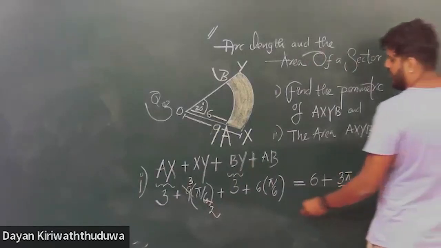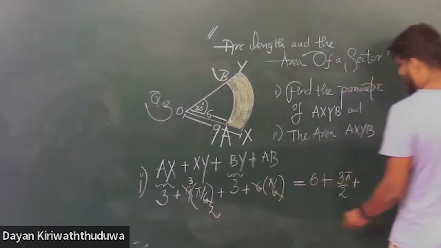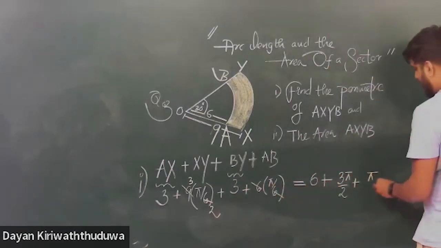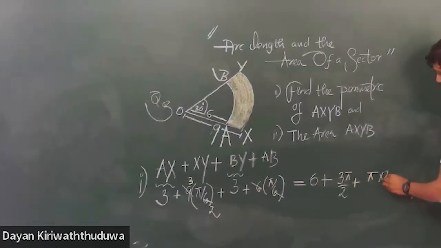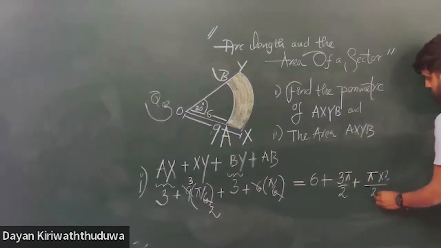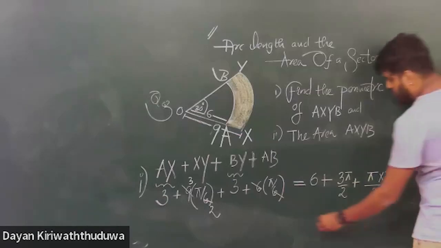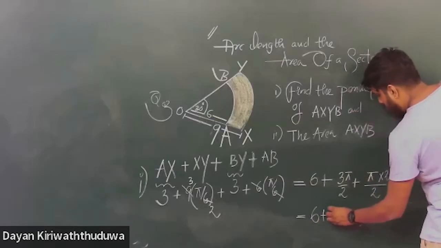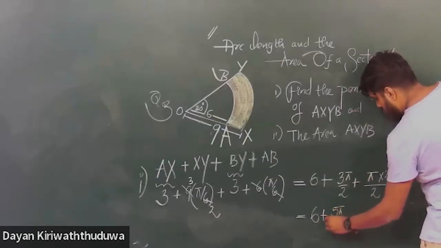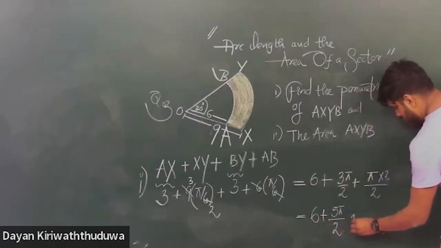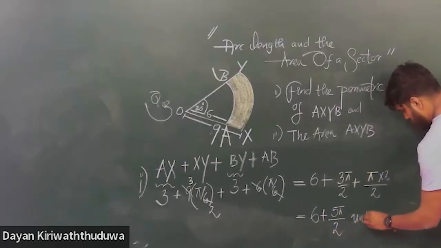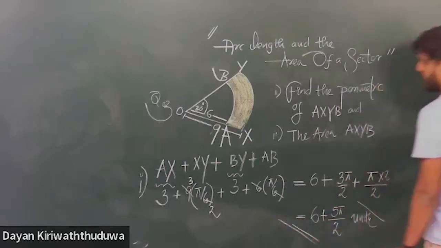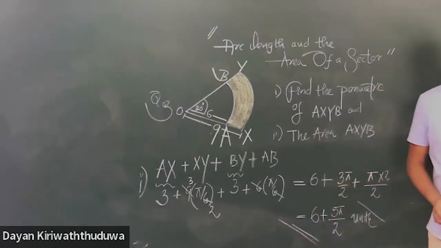Plus, this 6 cancels this 6, so I have pi, and to ease the simplification, I multiply this by 2 and divide by 2, so that you get the common denominator. So now you have 6 plus 5 pi over 2 units. Then the area.